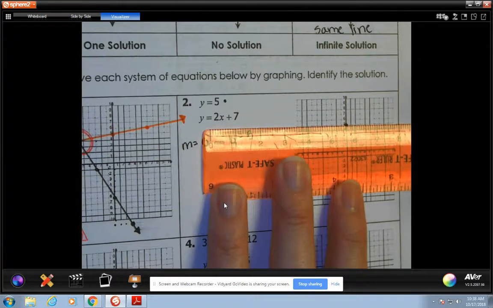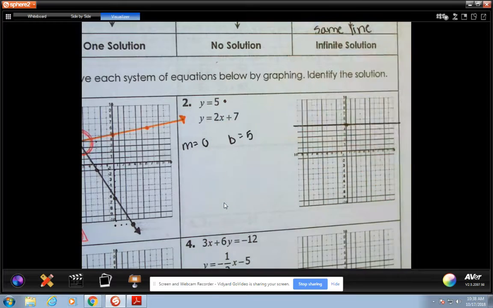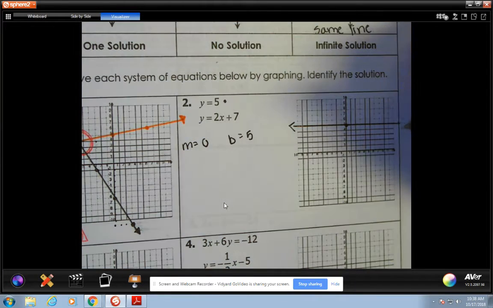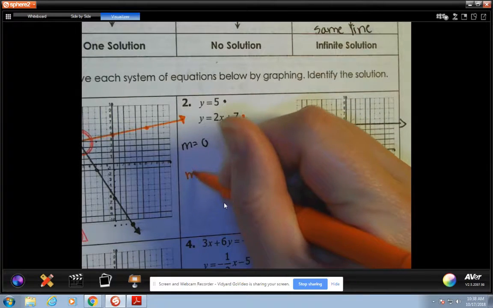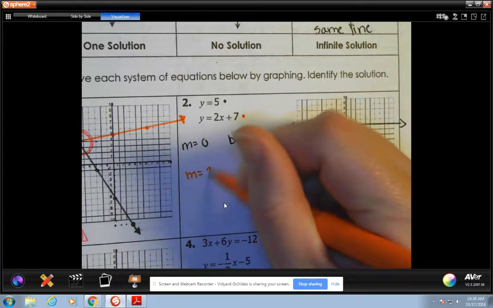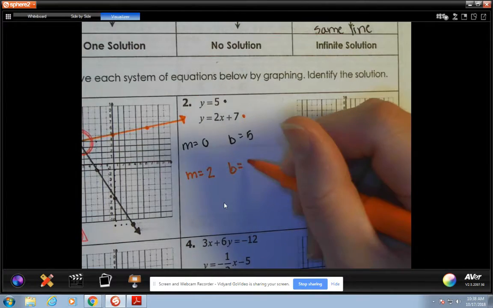So we can go ahead and draw that line using my ruler. If you don't use rulers, just do the best that you can. Make sure you have arrows on the end of your lines because lines never stop. All right, then we have to graph that second line. What is our slope? Our slope is 2. And what is our B or y-intercept? Our y-intercept is 7.